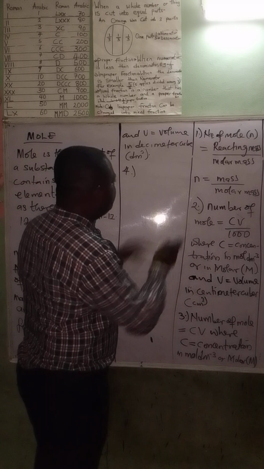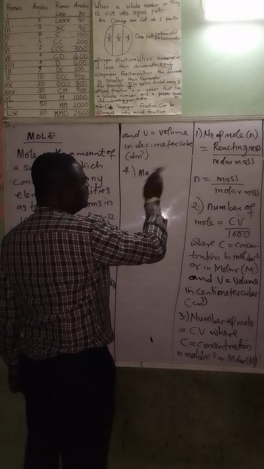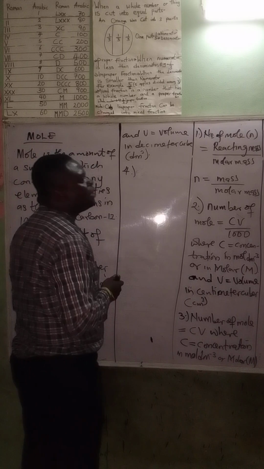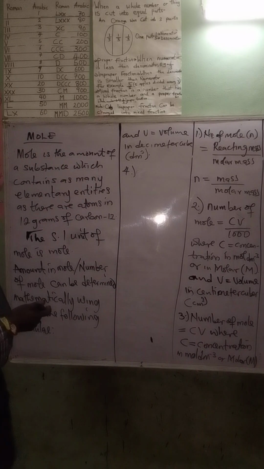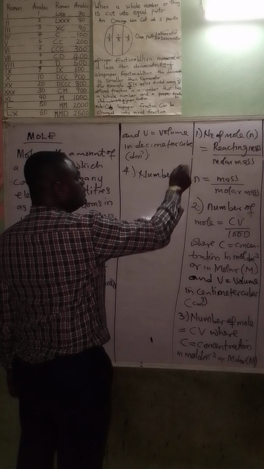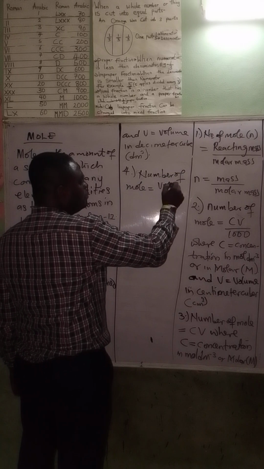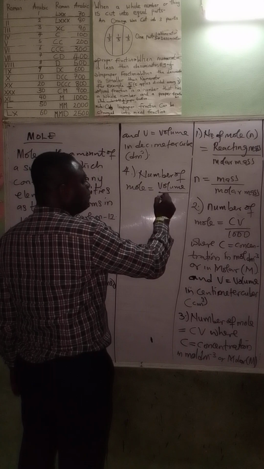Then we can combine two of these things together. We have mass; that is when you are looking for mass, that's not necessary here. Do you know that number of mole is the same thing as volume over molar volume?